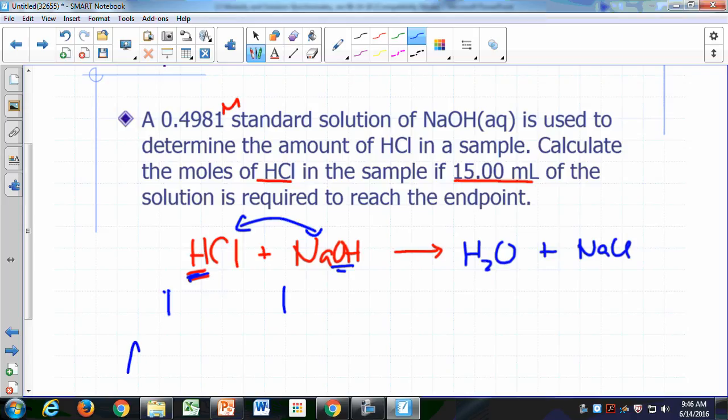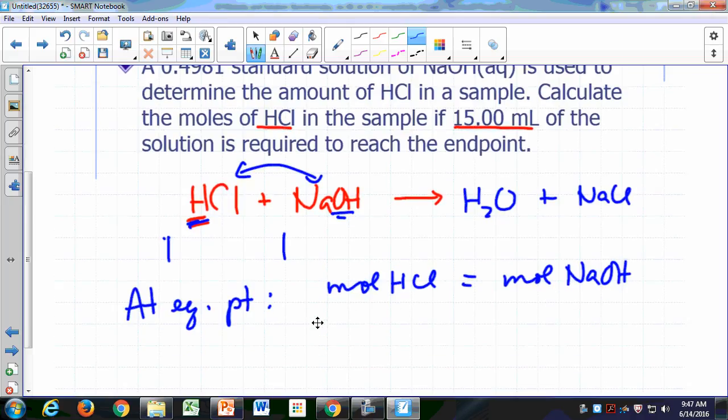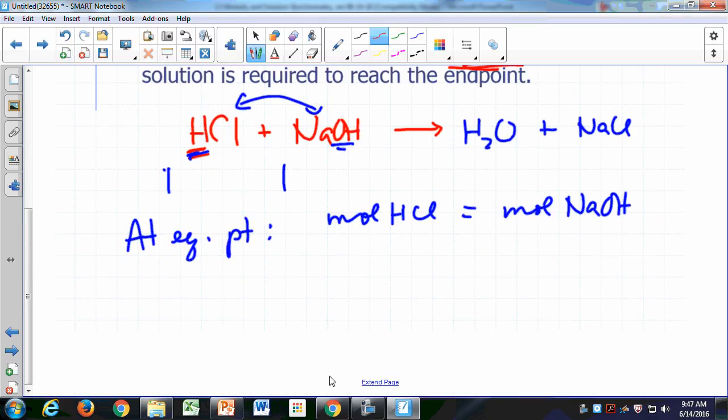So you say at the equivalence point, the mole-to-mole ratio of HCl to sodium hydroxide is 1:1. So moles HCl would be equal to the moles of sodium hydroxide that you've added when you get to the endpoint. So what information do we have here? We have 15 mL of your sodium hydroxide solution, which has a known molarity. So let's calculate moles sodium hydroxide.